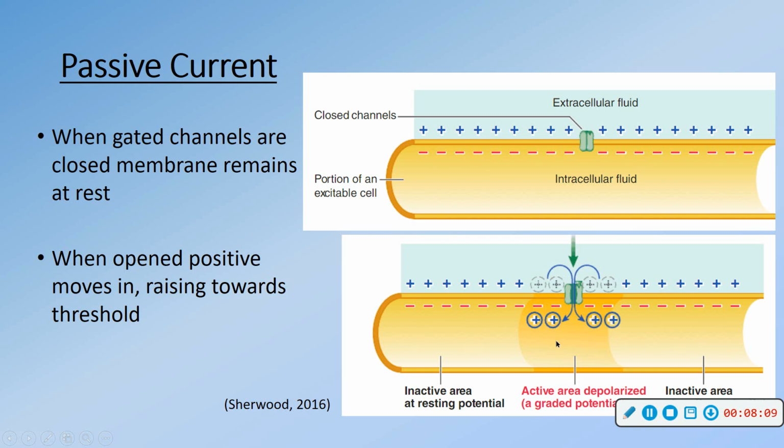This is the active area. This is where the graded potential is going to change. This is what can cause and excite that neuron. And if you have enough of these positive ions move in, you could reach the threshold and start sending signals to your brain.